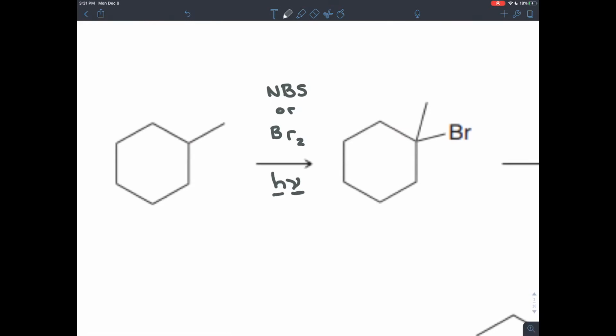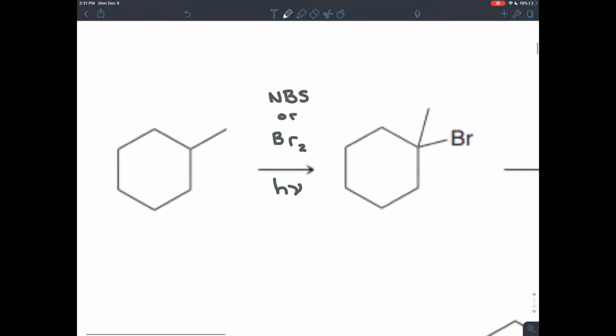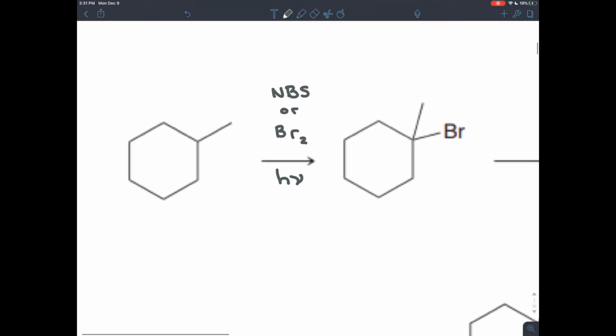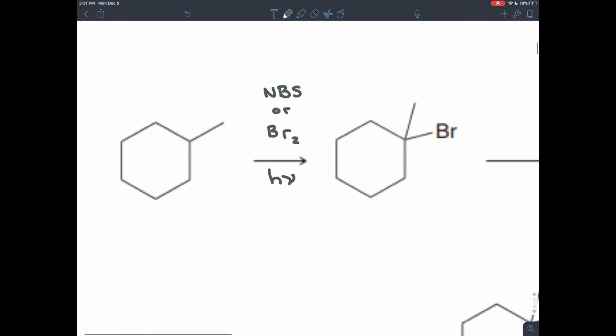So H in this V-looking thing is the Greek letter nu. It stands for the frequency of the light, how frequently the light waves are hitting you. And that corresponds to the energy of the light. So if you do this radical reaction, it puts a bromine on the most substituted carbon of the alkane.